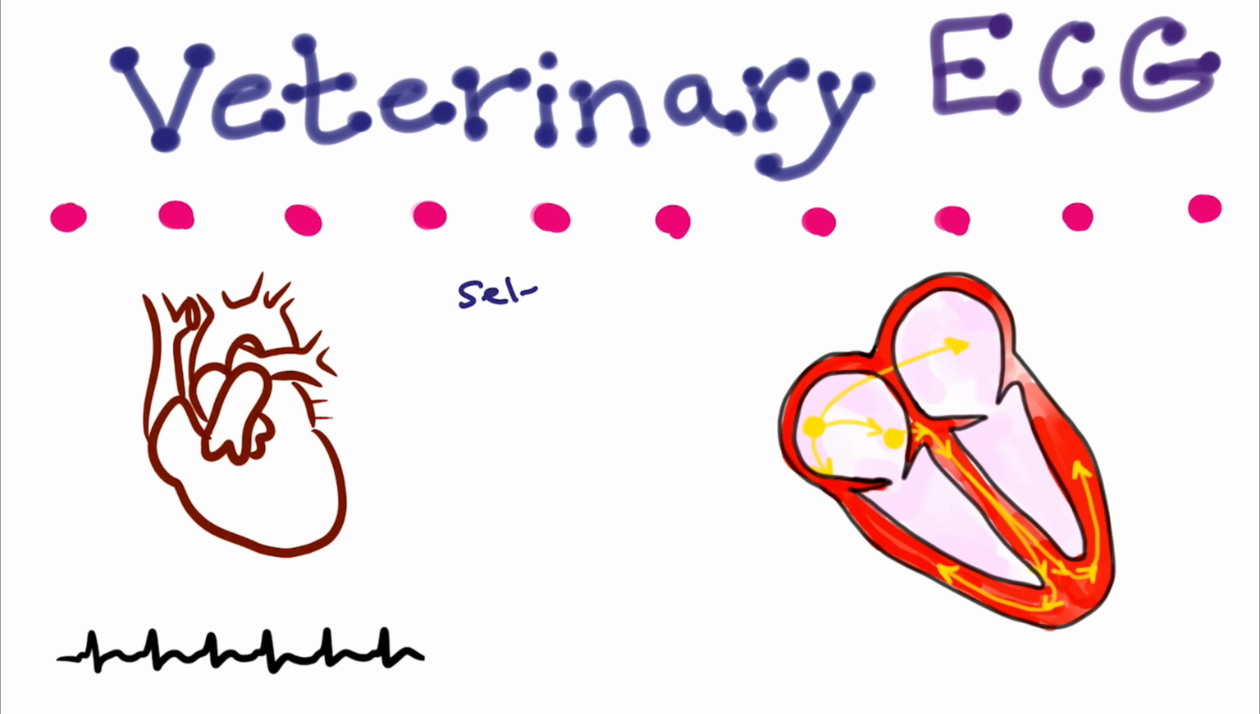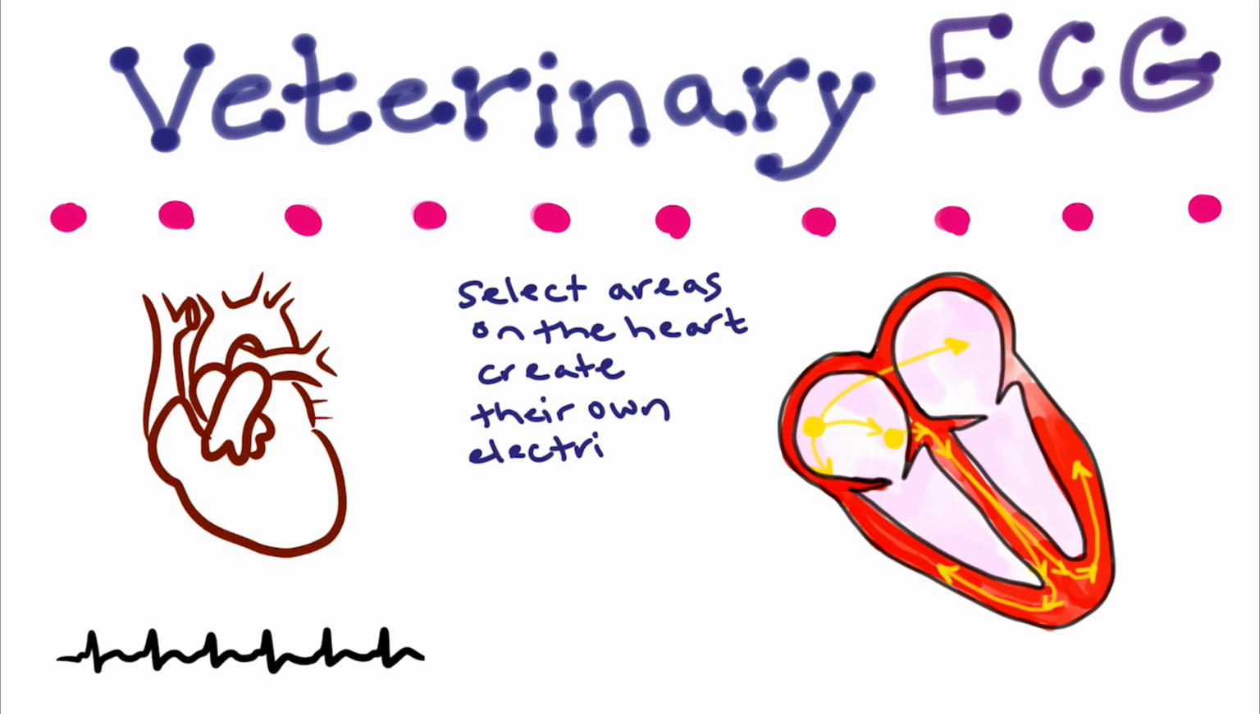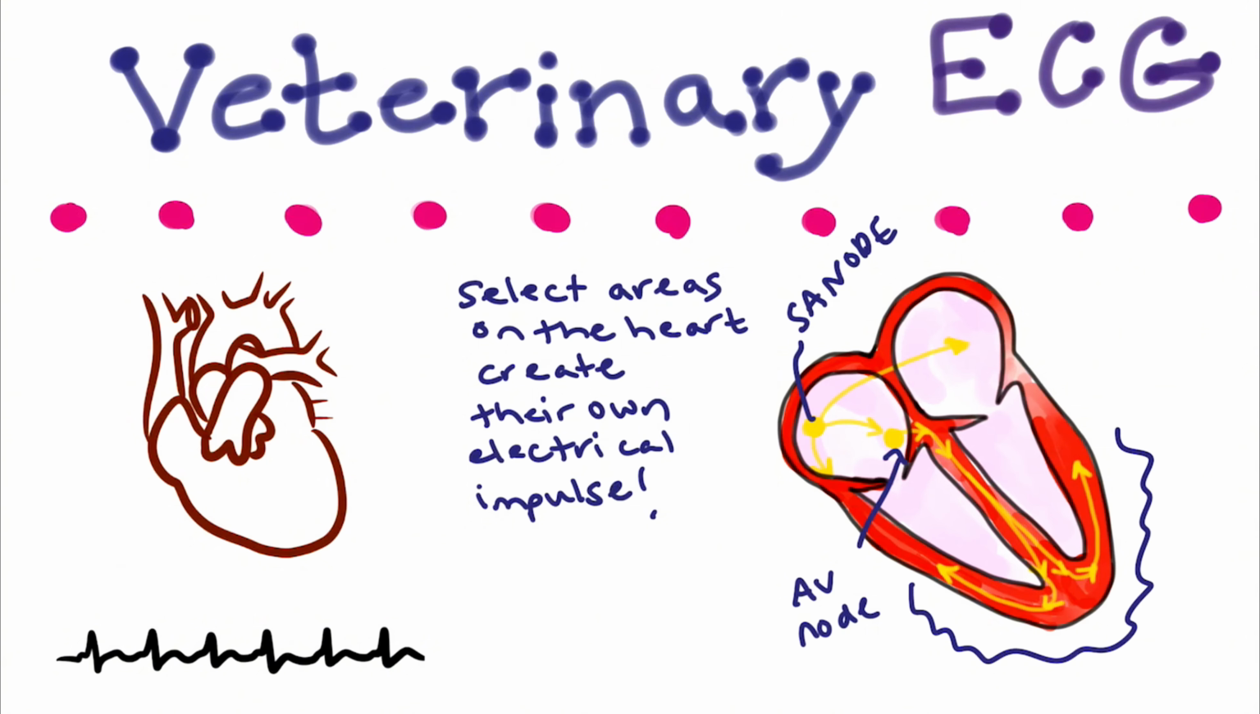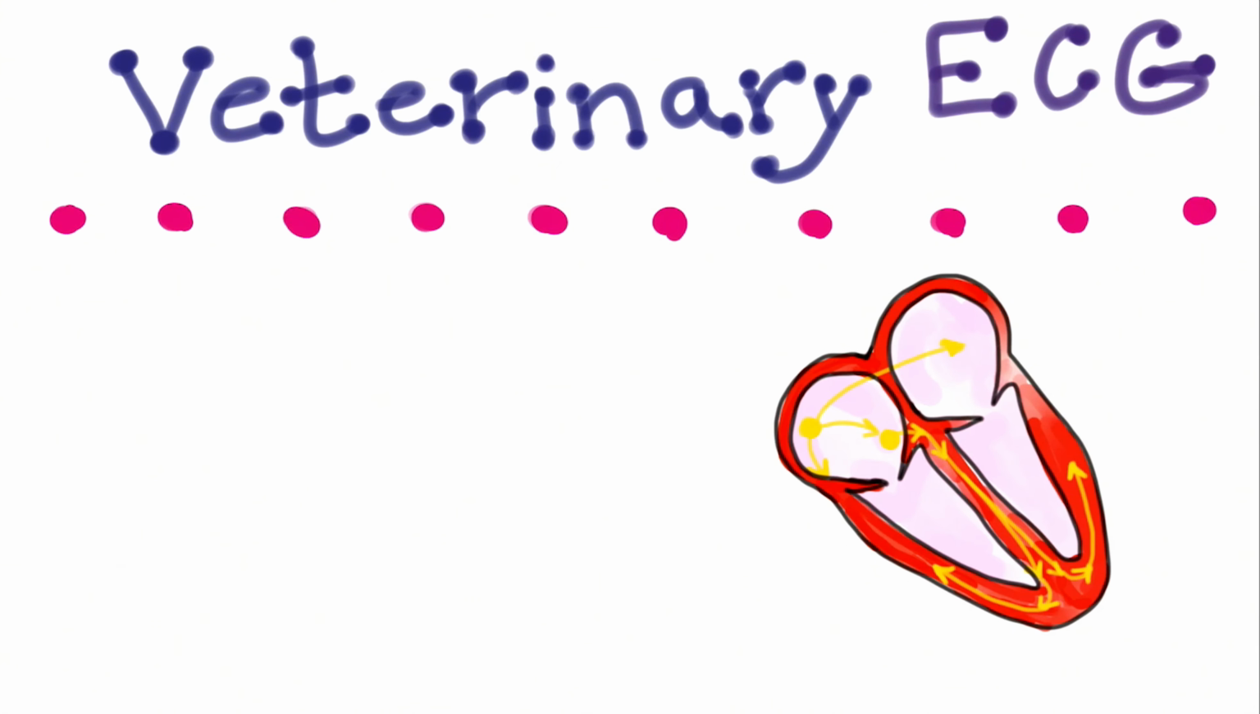If you've ever wondered how the heart can beat spontaneously, it's because select areas of the heart have the ability to create their own electrical impulse. These areas are the SA node in the right atrium, the AV node just above the ventricles, and the ventricles themselves. These are natural pacemakers for the heart.